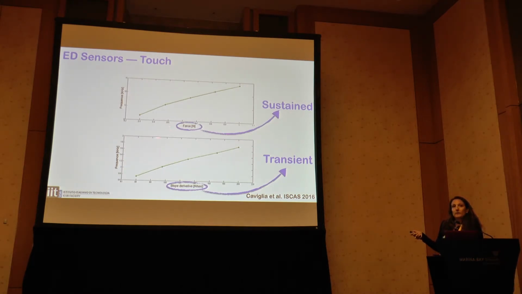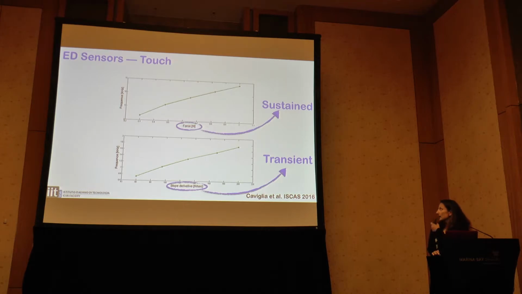And here is the proof of that, done with measurements on a prototype that we produced. Basically, in the sustained part, if you change the force linearly, you change the output mean firing rate of the neuron linearly. And if you instead implement the transient one, you can change linearly the slope, the derivative of the signal, and then the frequency will be linear to that.